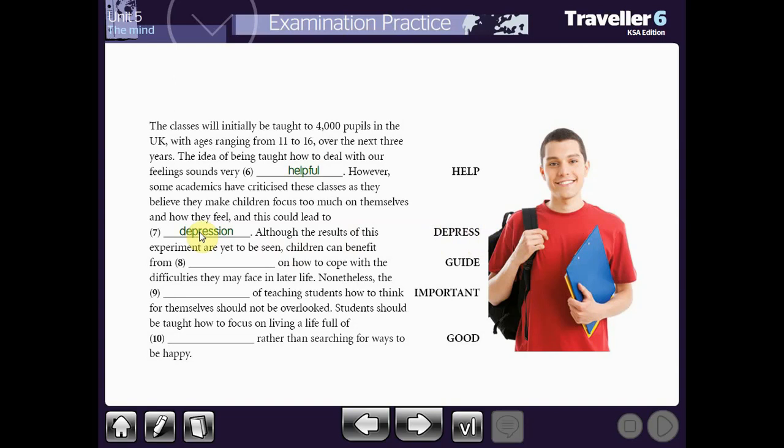What is the meaning of depression? The state of feeling unhappy and with no hope for the future.